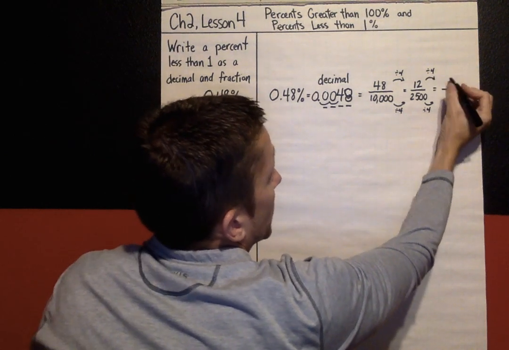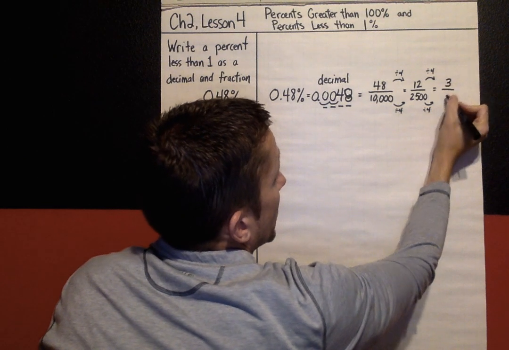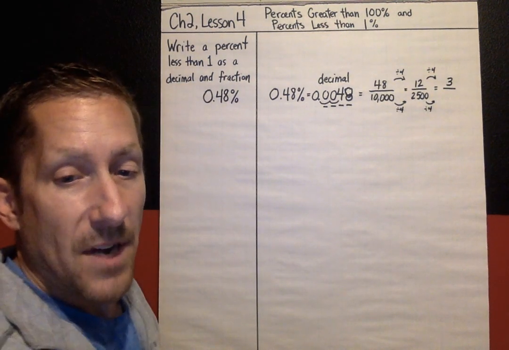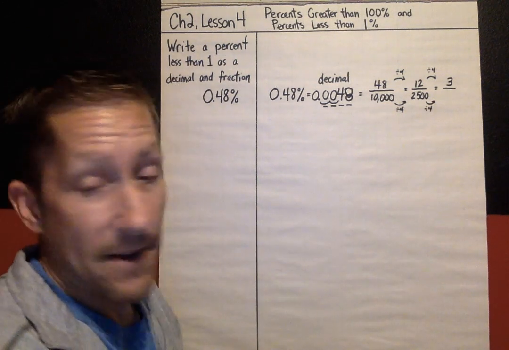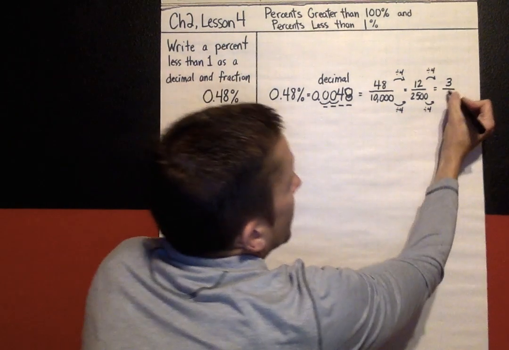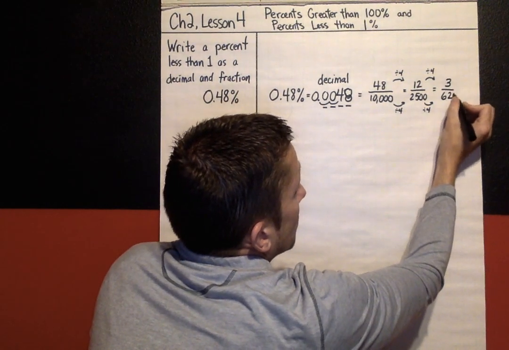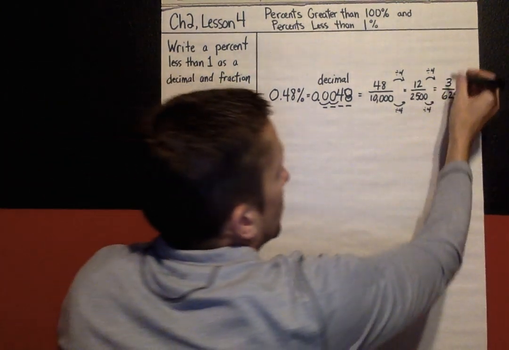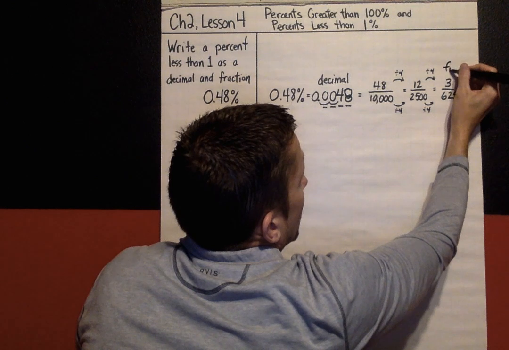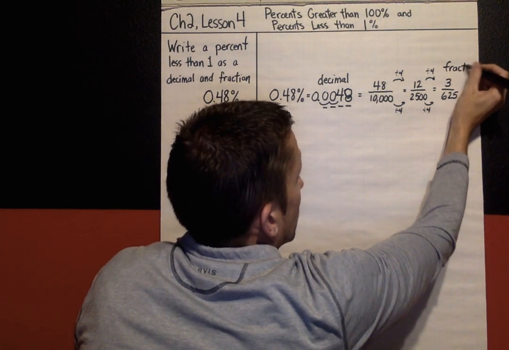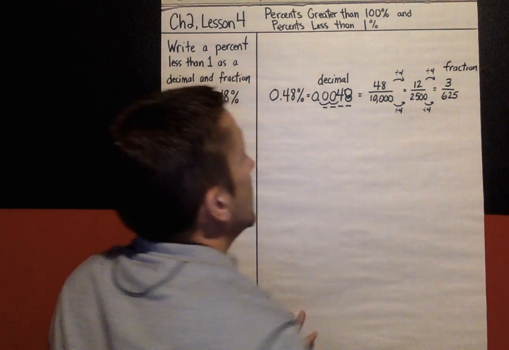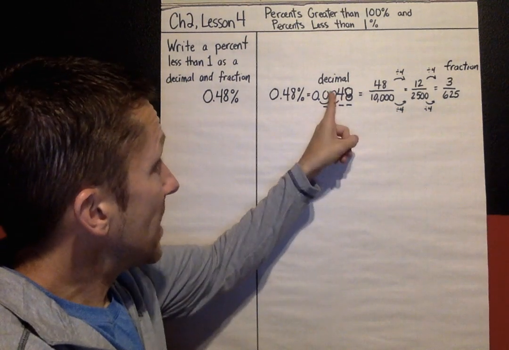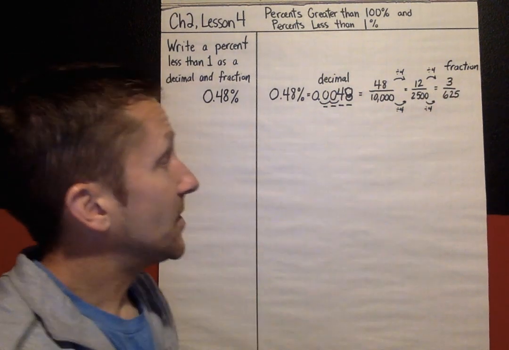How many 4s go into 12? 3. And how many 4s go into 2,500? If you type that in your calculator, 2,500 divided by 4, you're going to get 625. So here is the simplified fraction. A percent less than 1, decimal, and fraction.